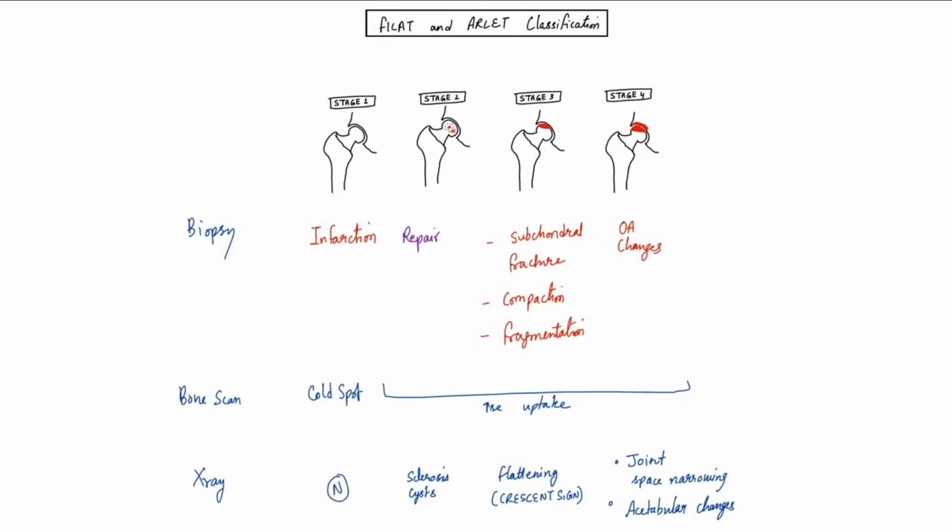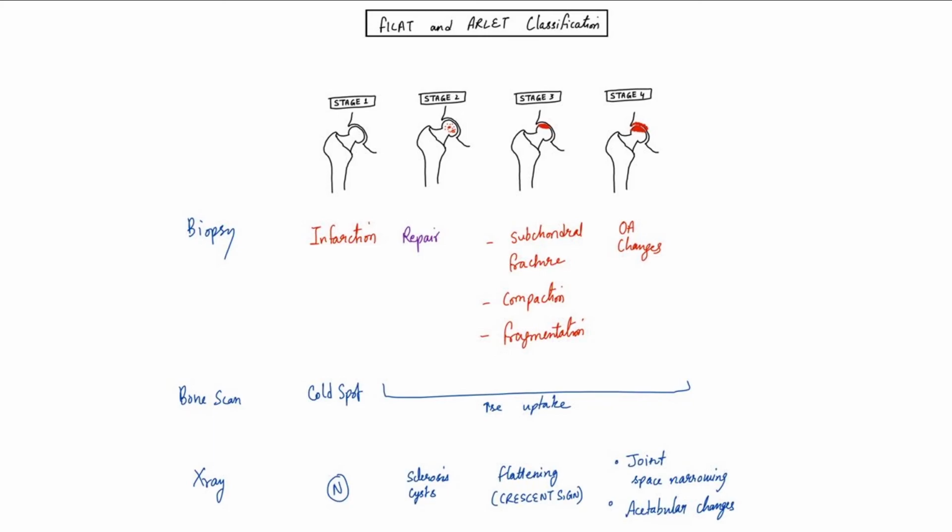Summary: in stage 1, there is infarction of the weight-bearing portion of femoral head, due to which a cold spot can be seen on bone scan and there are no X-ray changes. In stage 2, repair of the infarcted area takes place, due to which a cold spot disappears and increased uptake is seen on the bone scan, and sclerosis and cysts can be seen on X-ray.